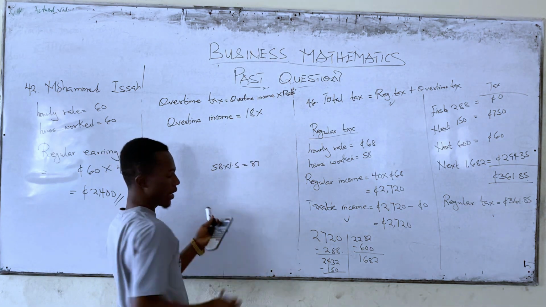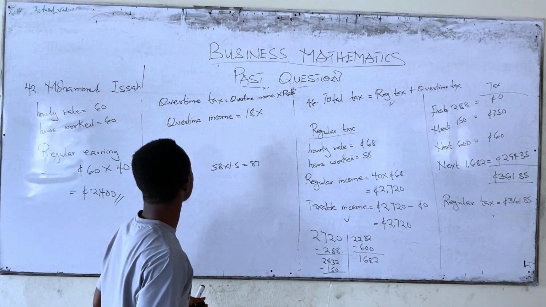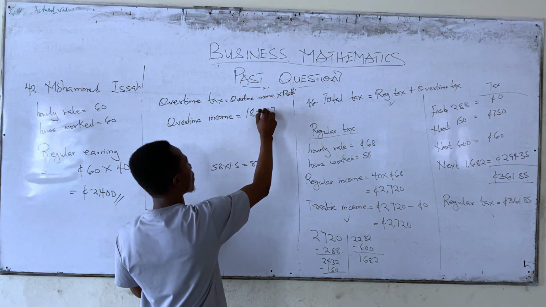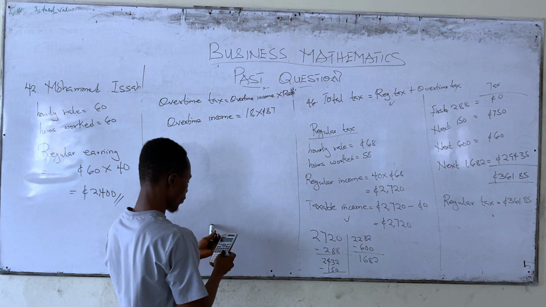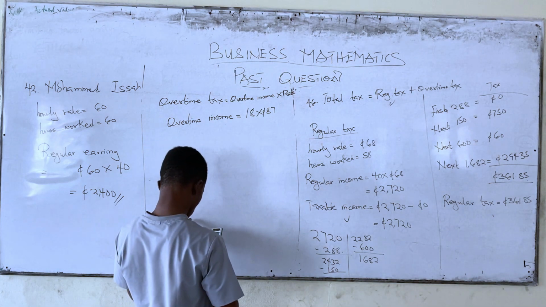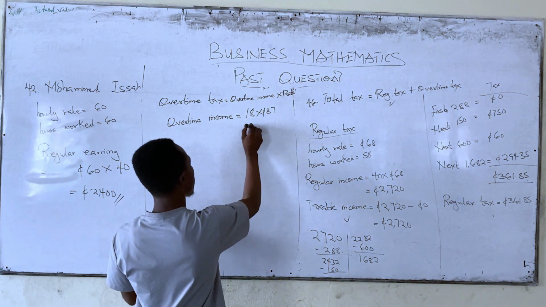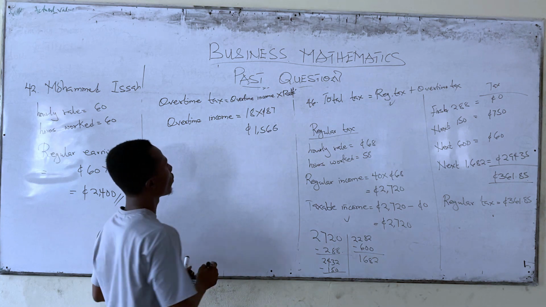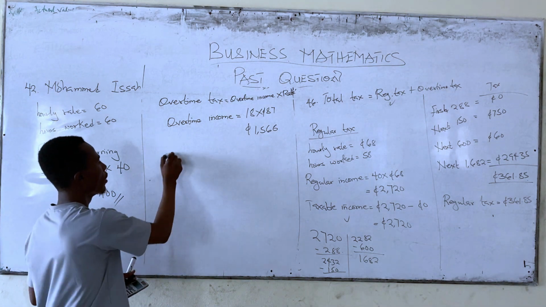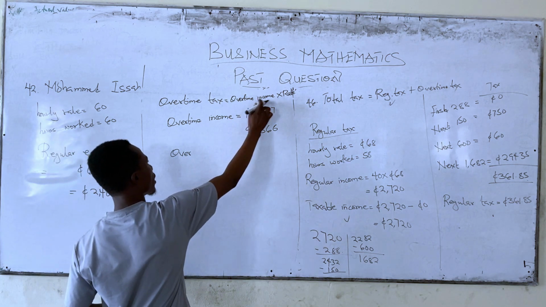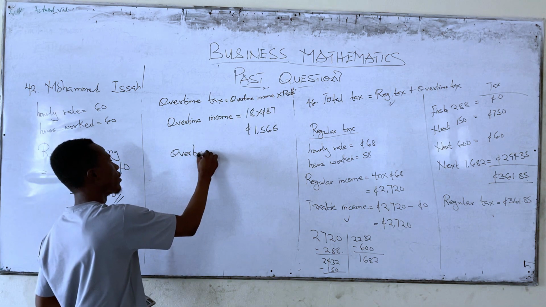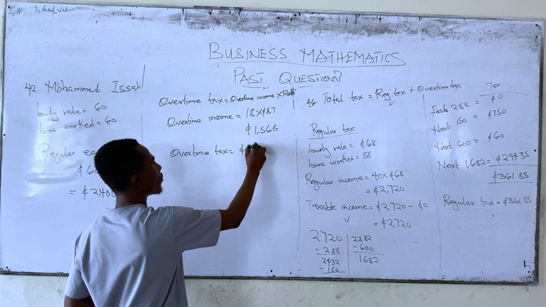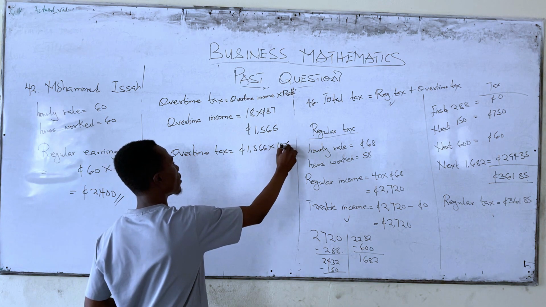So 18 times what? 87, right? 18 times 87. So 18 times 87. What are we getting? We are getting 1,566. Okay, 1,566 as the overtime income. So if you need the overtime tax, this is the income. You just multiply this by the rates. Okay, so overtime tax is equal to the 1,566 times the 10% rate.